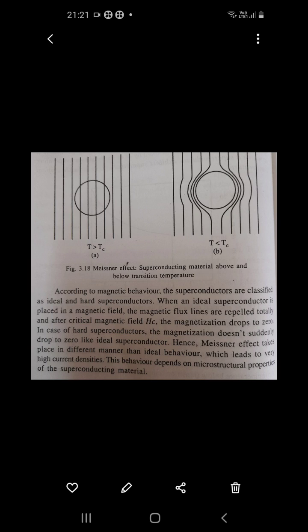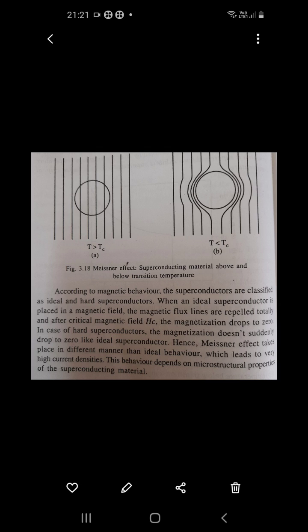According to magnetic behavior, superconductors are classified as ideal superconductor and hard superconductor. Now, how can we define an ideal superconductor? An ideal superconductor is a superconductor where magnetic flux lines are repelled totally after the critical magnetic field Hc. The magnetization drops to zero. That is called an ideal superconductor.